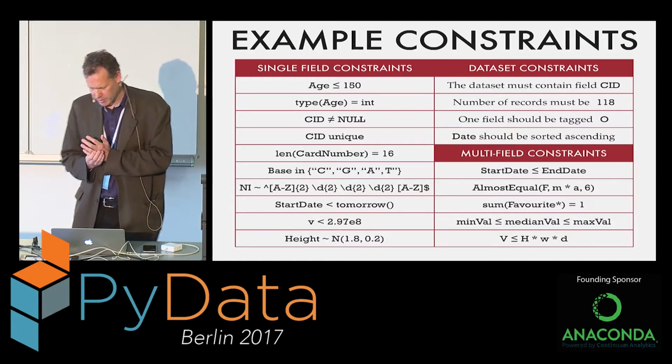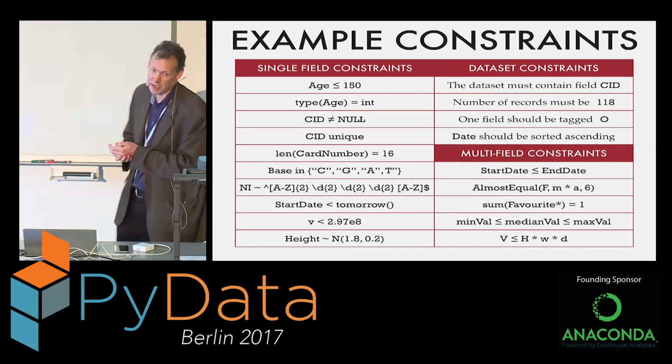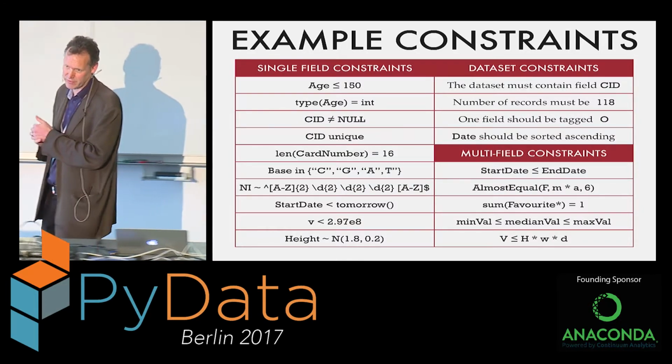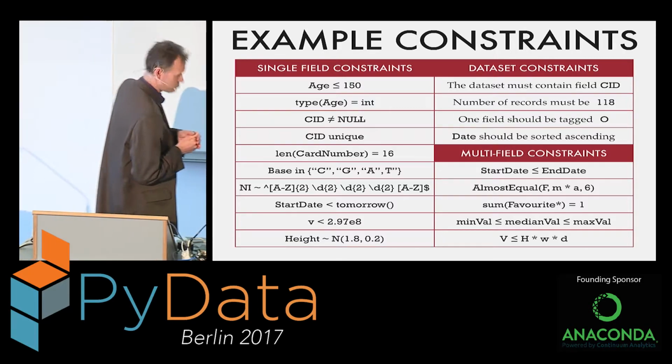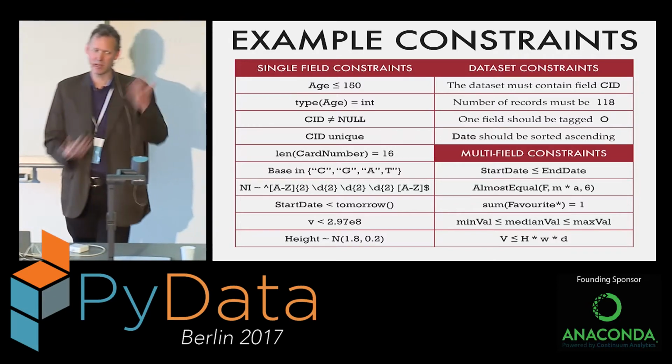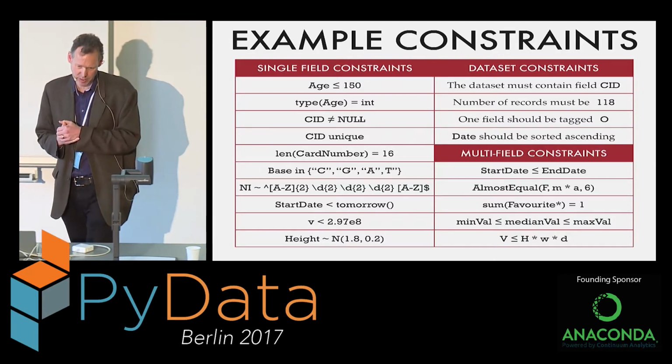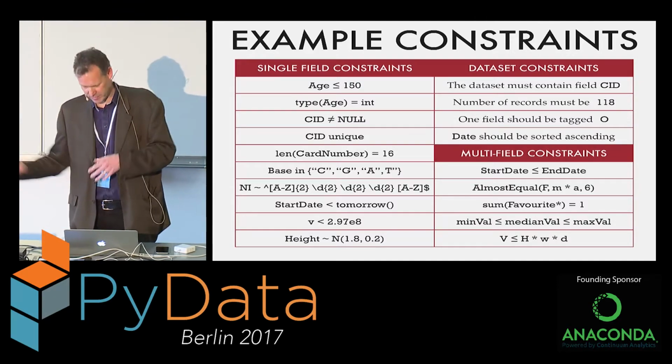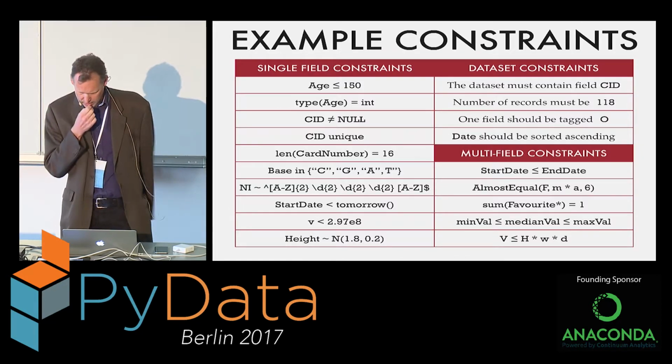So here are some examples of the sorts of things I'm thinking about. If you've got an age, it probably shouldn't be more than 150 if it's a human. And it should probably be an integer, or at least it should almost certainly be a number. And if you've got a customer ID and a master table, it probably shouldn't have duplicates. And if you've got a credit card number, it should probably have 16 digits, and so on and so forth.